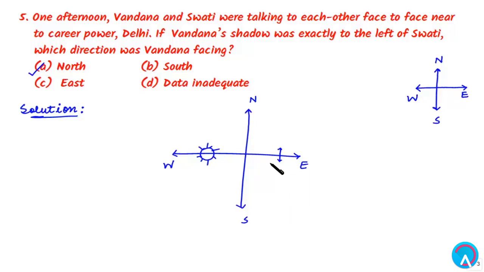And it is given that the shadow is towards left of Swati. And the shadow can be towards left of Swati only if Swati is facing towards south. Then only we'll have this side towards left of Swati. So it is clear now that Swati is facing towards south, and since Swati and Vandana are standing face to face, that would mean that Vandana is standing towards north. So A is the correct option.